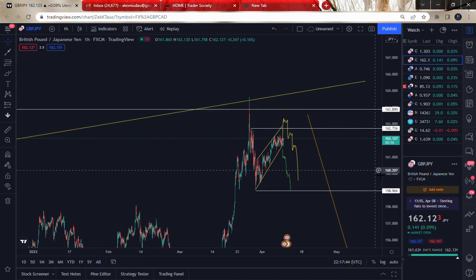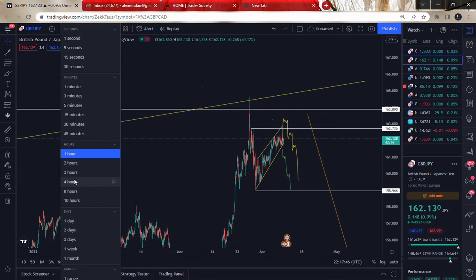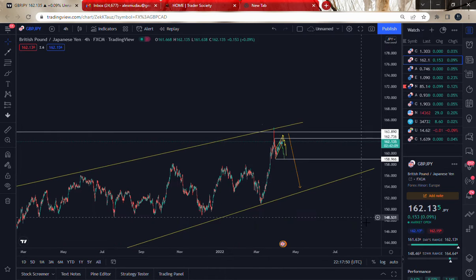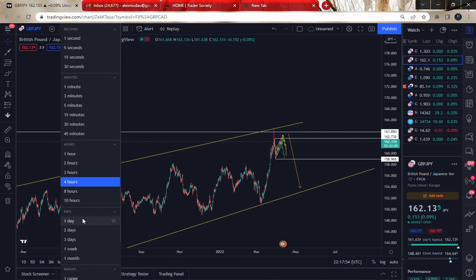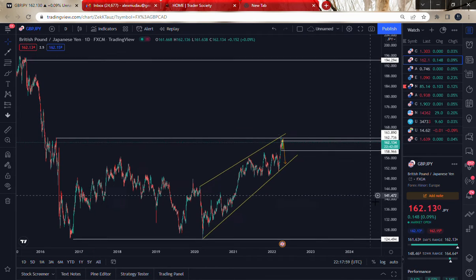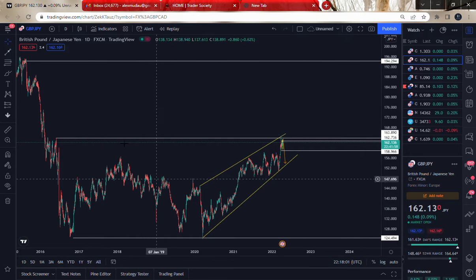GBPJPY. GBPJPY, from what I'm seeing here, is that we had this big, on the daily, let me just go to the daily time frame. On the daily time frame from GBPJPY is that we had this big impulse to the downside. We had this correction, right? This is just a big correction.